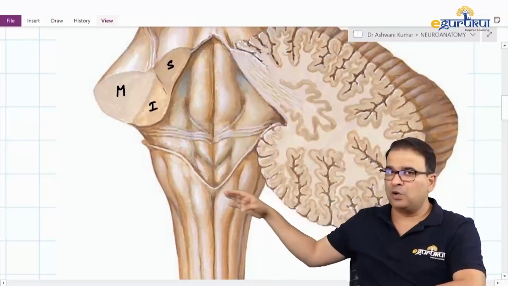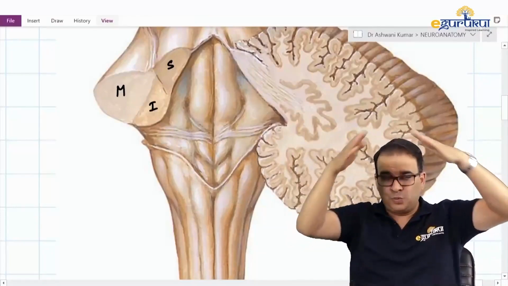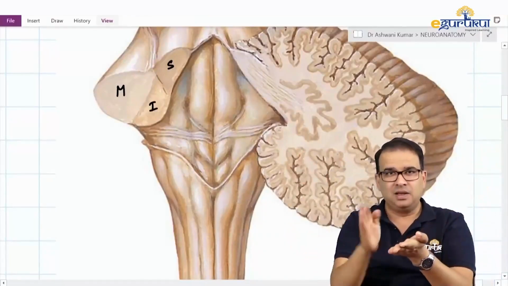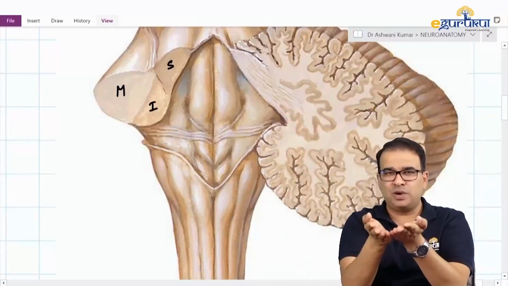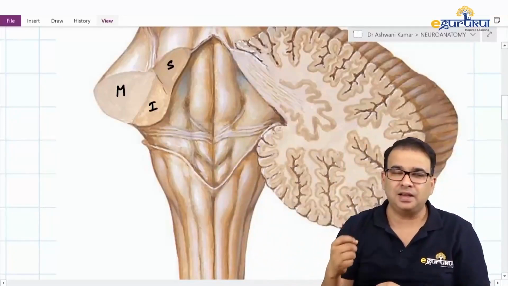So overall, the boundaries of the 4th ventricle have to be the inferior cerebellar peduncle and the superior cerebellar peduncle. The middle stays out, so let's not count it. And in the lower part, we also have a contribution from the gracile and cuneate tubercles.